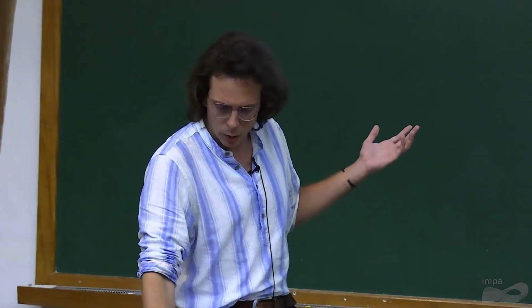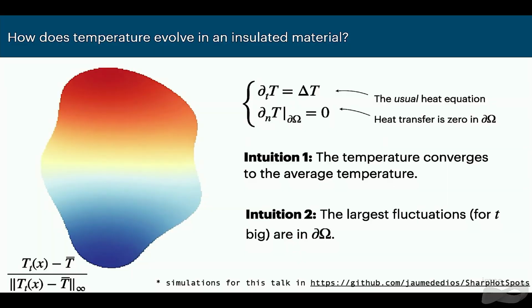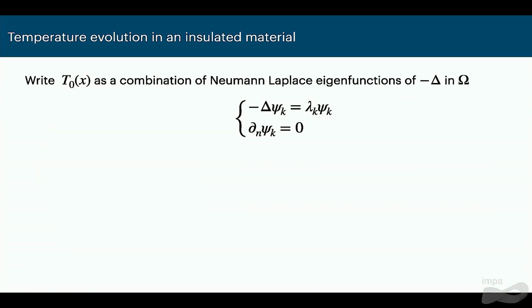So when we look at this, what we see is that for large time, the largest fluctuations, the hottest and coldest point, are at the boundary. And this goes through simulations. This goes through a bit of common sense as well. And maybe it's even true.